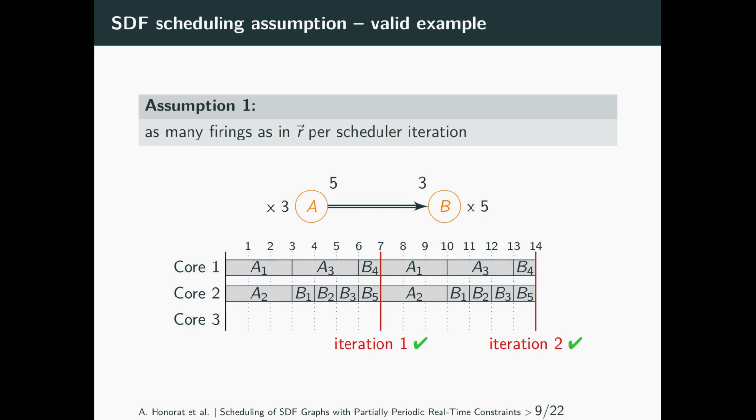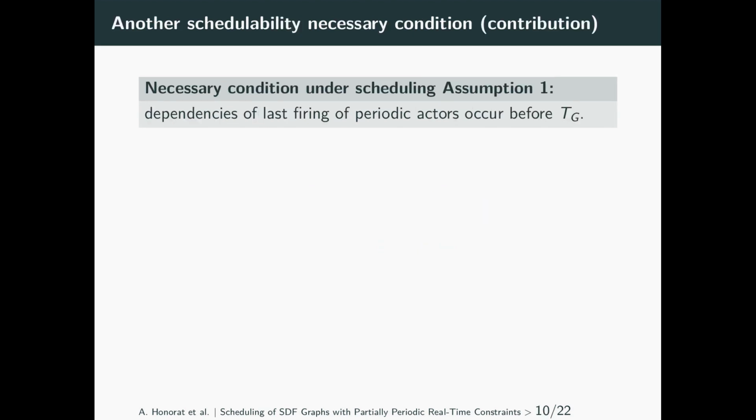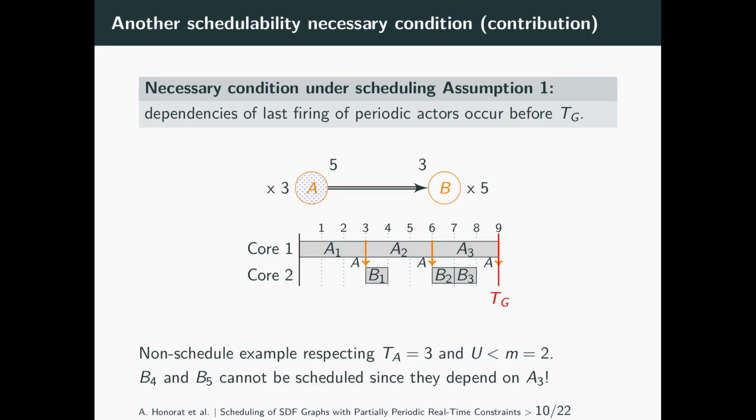And now this is a valid example, respecting our assumption. This assumption implies another simple necessary condition, which is our first contribution. I will only give you the intuition. We will check the dependencies of the last firing of any periodic actor. Why the last firing? Because for this one, we exactly know how much time remains to execute its outgoing dependencies.